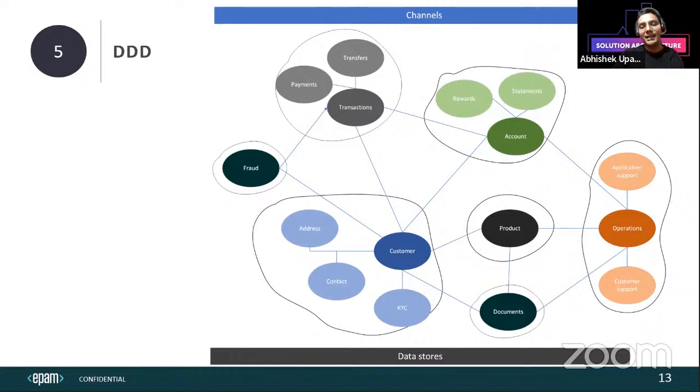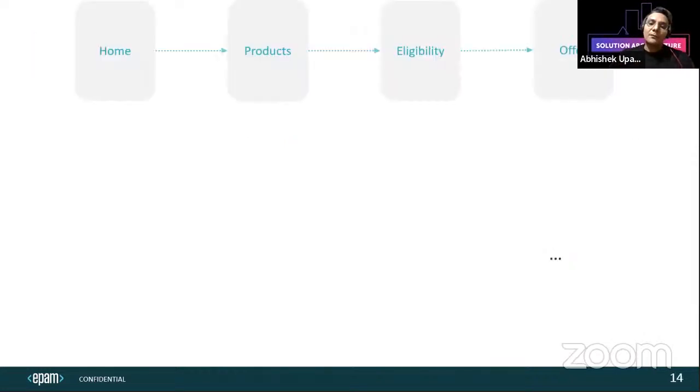And in between, we have this domain-driven design, where we do some domain analysis and we can create multiple bounded contexts or subdomains. Each bounded context manages its own aggregate and the related entities. So we can put a customer and its related entities like address, contact, and KYC into one bounded context. Similarly, transactions, payments, and transfers into one bounded context. And we implement these bounded contexts independently. And then each of these bounded contexts exposes the API.